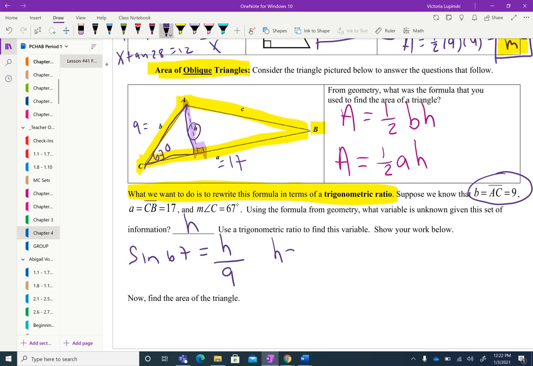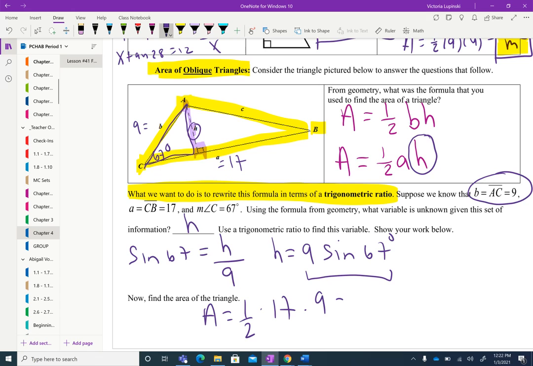Then I'm going to go ahead and cross multiply, which means that H is going to be equal to 9 times the sine of 67 degrees. Now that I know that H is equal to 9 times the sine of 67, I'm going to go ahead and substitute that in to the H in the area formula. So the area of this triangle is going to be equal to 1/2 times the length of A, which is 17, times 9 sine of 67.